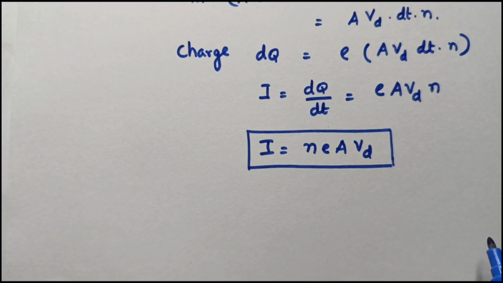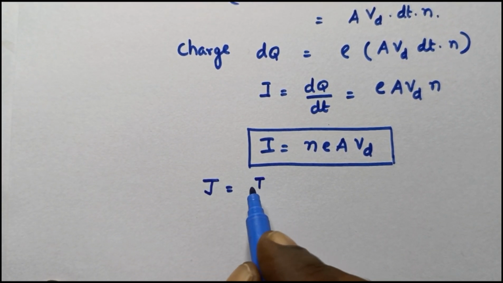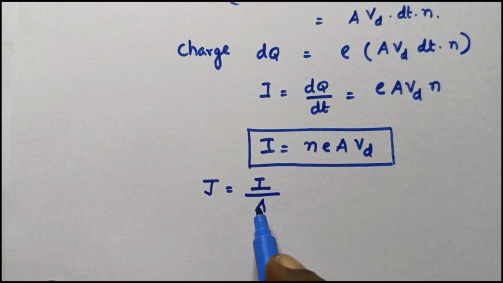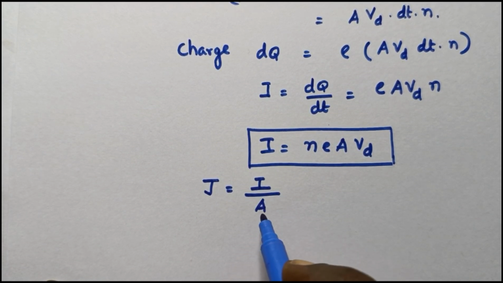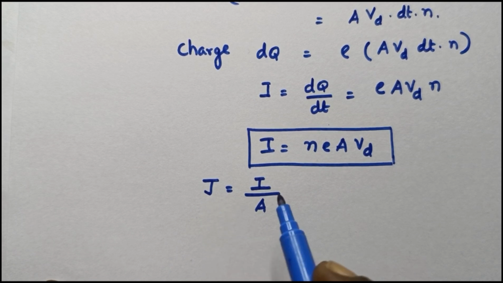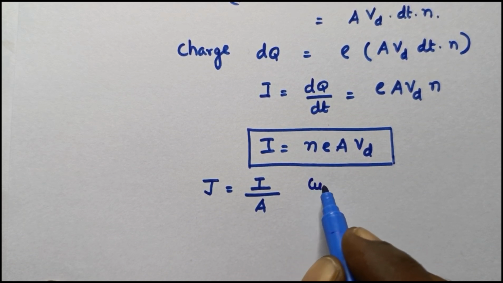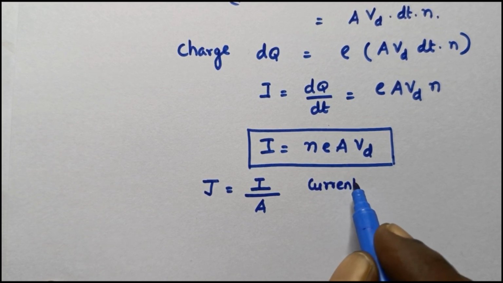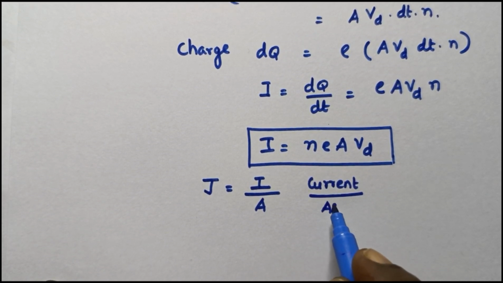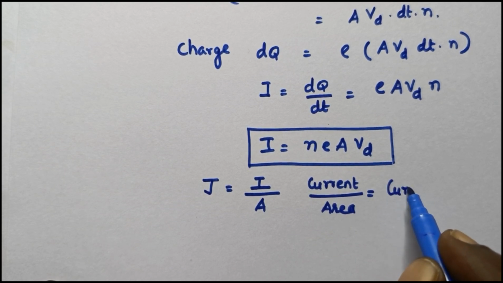Now current density. What is current density? Current density is equal to current by area. If we divide the current by the area, we get the current density. Current density is defined as the current per unit area. This is current, by area, is nothing but current density.